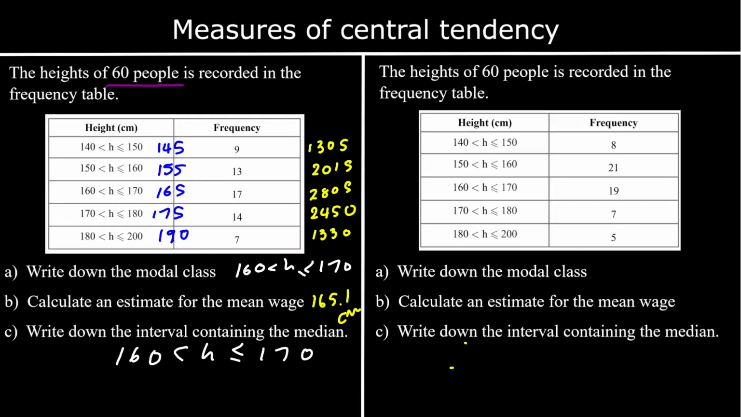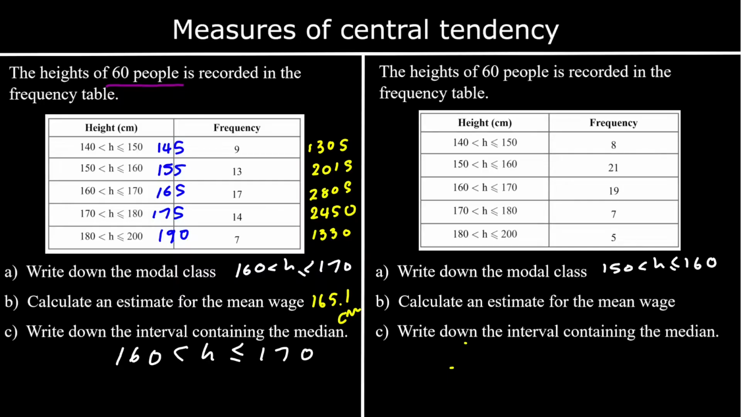And one for you to try. Give it a go. So write down the modal class, the most common group. We've got 21 people between 150 and 160 centimeters. So that is the most common.